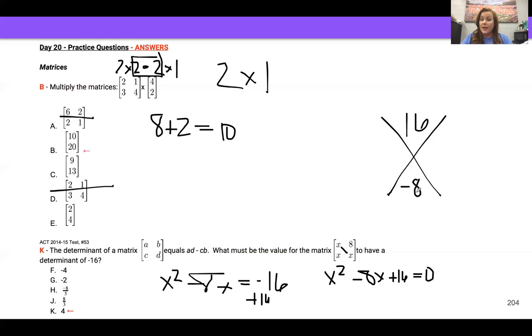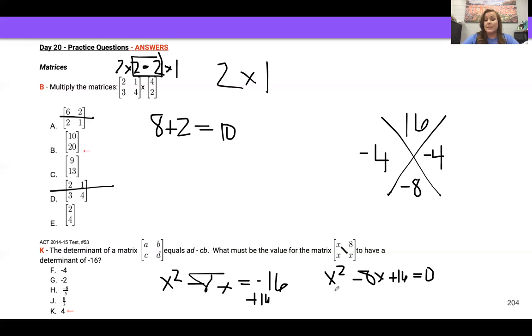So let's think about that. Is it 8 and 2? No. What about 4 and 4? Ooh, yeah. 4 times 4 gives me positive 16, but 4 plus 4 gives me positive 8. But what if I make them both negative? Negative 4 times negative 4 is positive 16. Negative 4 plus negative 4 gives me negative 8.